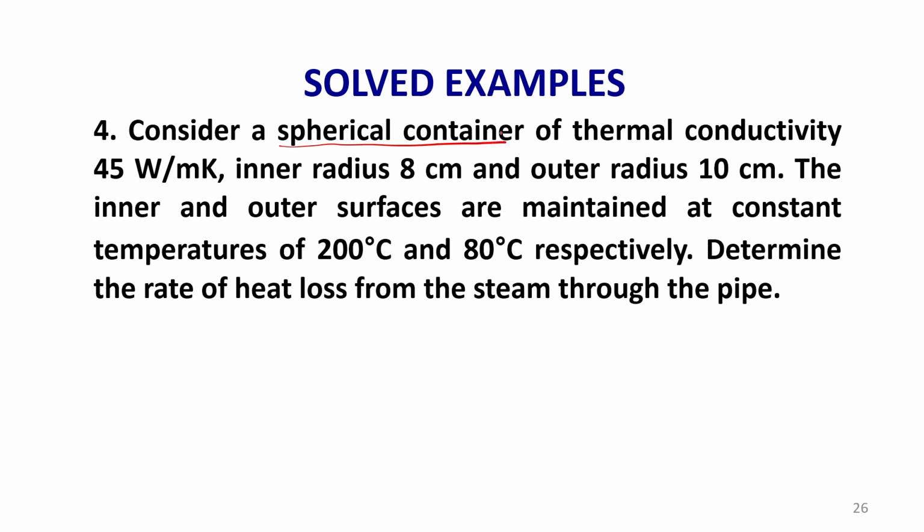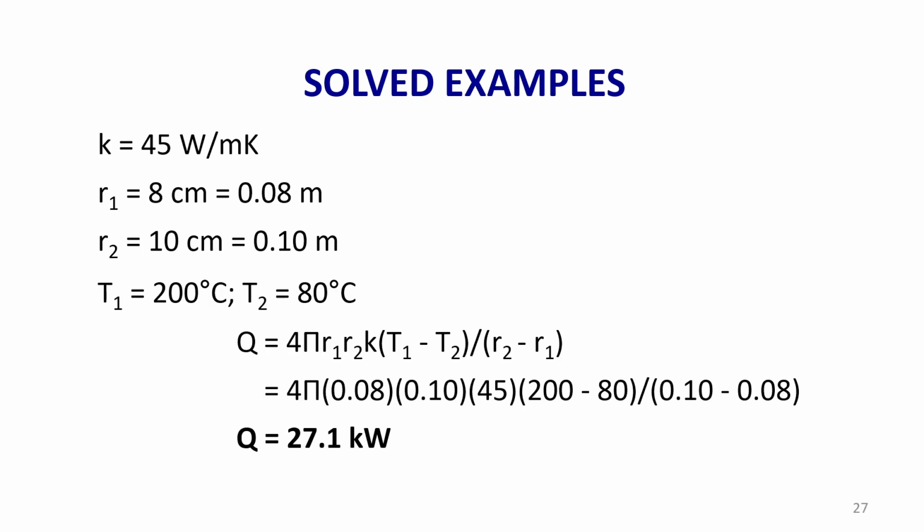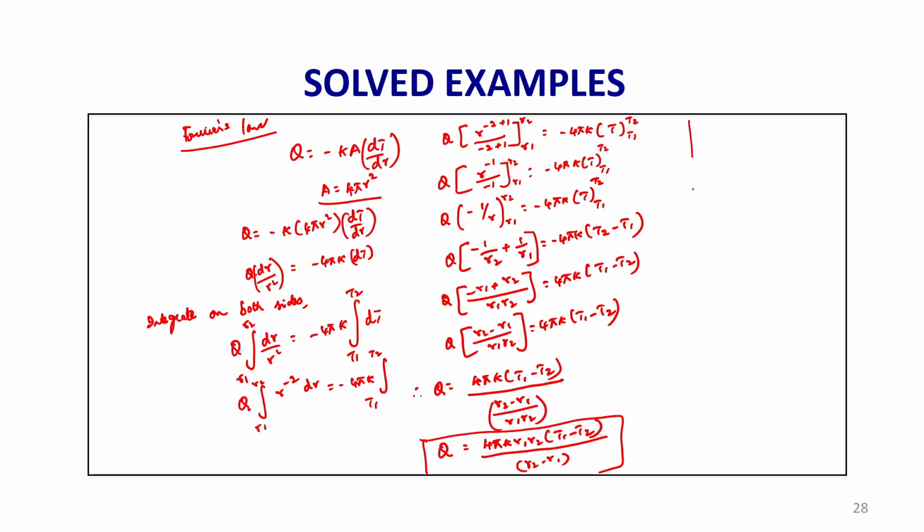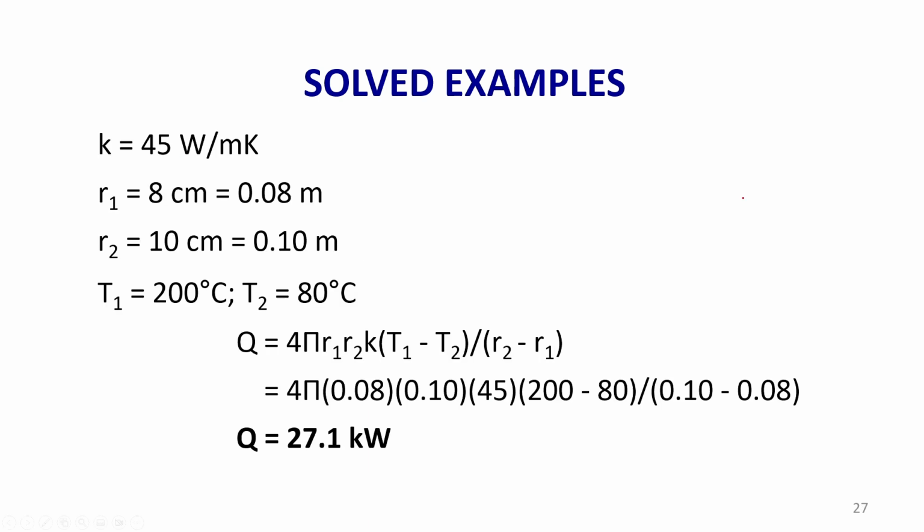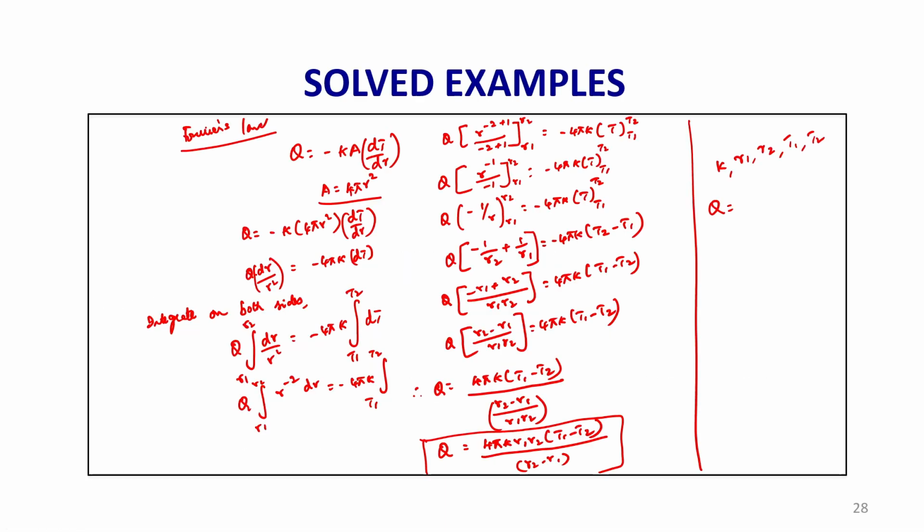Next one is a spherical component. So, I will be applying the Fourier law of heat conduction which we derived for a sphere. K value is given. Okay. So, here I will write this numerical question. K value is given. We know R1, R2, T1, T2. So, you can find out. Okay. So, use this equation: 4 pi R1 R2 into K into T1 minus T2, the whole divided by R2 minus R1. Okay.